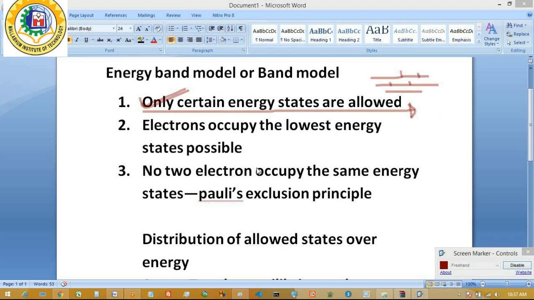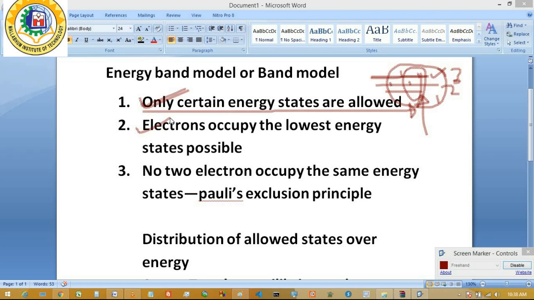Now, out of these allowed energy states, the electrons try to occupy the lowest energy state possible. If there are three energy states, this is the higher energy level 3, this is energy level 2, this is energy level 1, and if one electron is allowed to occupy one of these three energy levels, then the electron will obviously occupy energy level 1. So this statement tells that electrons always try to occupy the lowest energy states possible.